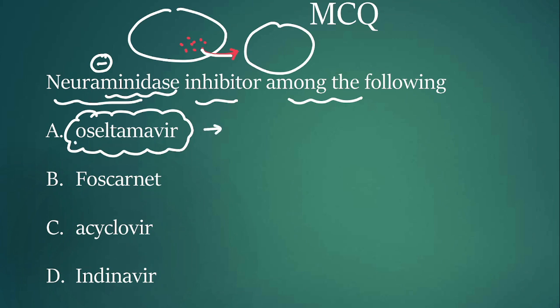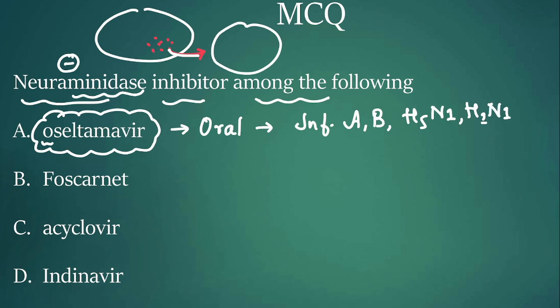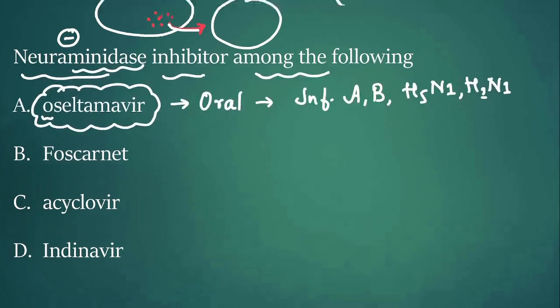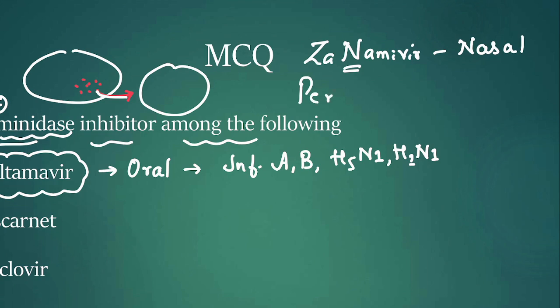Now please understand, it starts with O. So it's an oral drug and it can be used to manage influenza A, influenza B, H5N1 and H1N1. So it is one of the drugs used for both prophylaxis and treatment of influenza. Then other neuraminidase inhibitor is zanamivir. And remember, it has N, so it is given by nasal route as a powder. Then peramivir starts with P, so it is given parenteral, that is IV.